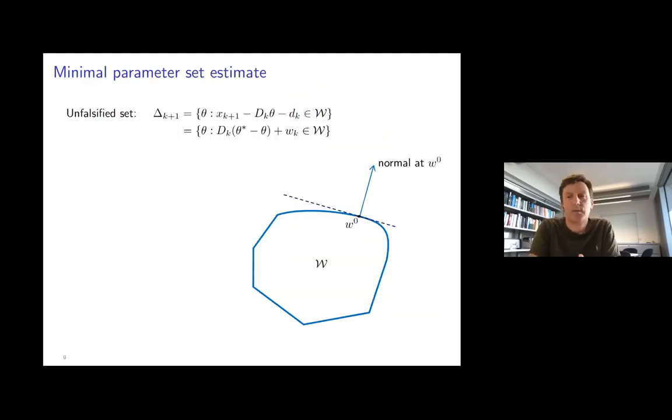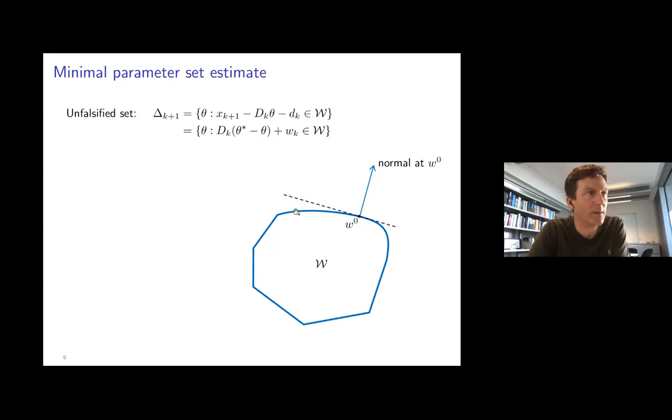Okay, so based on those four assumptions, we can guarantee that the parameter set is identified just by taking the intersection of the unfalsified set with the current estimate of the parameter set. We can guarantee that the parameter set converges in a probabilistic sense to the true parameters.